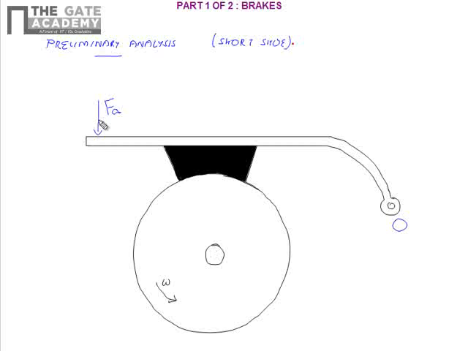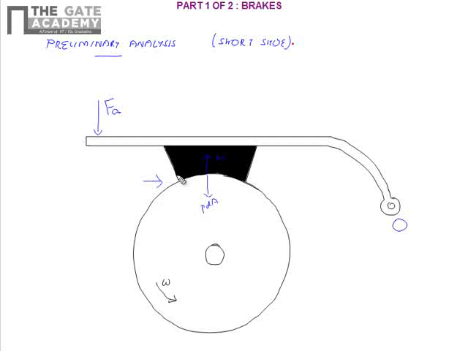Now, when I am applying an actuating force in this direction, this shoe comes in contact with the rotating wheel. It will be applying a force which will be P into dA, and because of this a normal reaction will be generated onto the brake shoe, in this direction. The friction force acting on the wheel will be in this direction, because the wheel is rotating in the anti-clockwise direction. Therefore friction always acts opposite to the direction of motion.